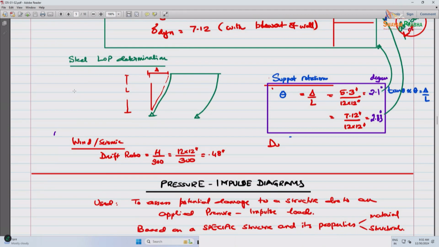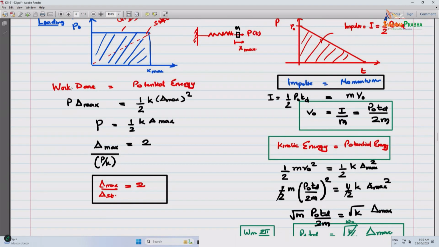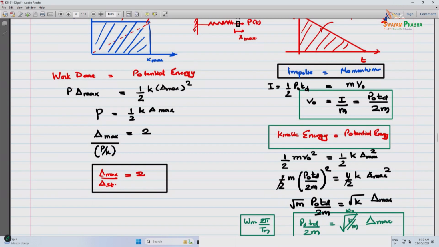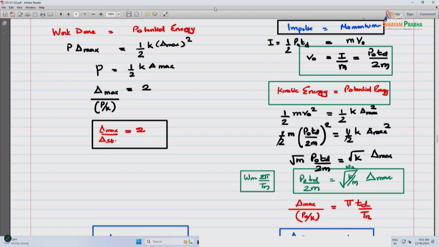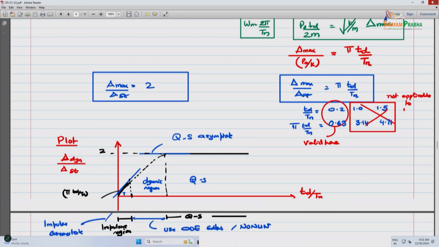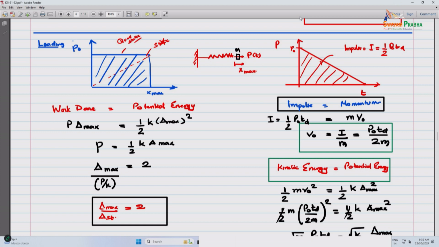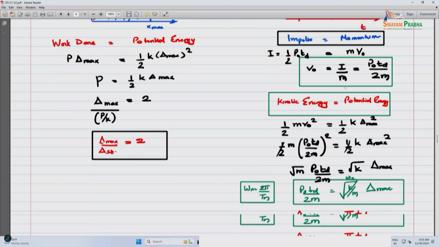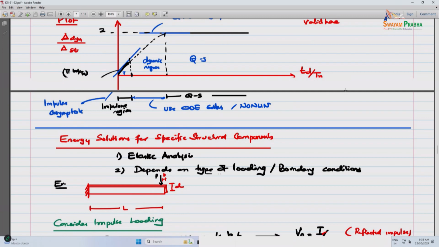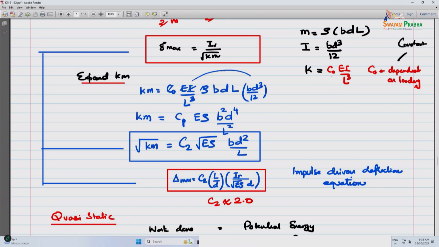And then we started looking at PI diagrams, and we've seen the application of work done, potential energy versus impulse momentum, and then kinetic energy that gets translated to kinetic energy and the potential energy, and saw the ratios. These are all for elastic responses and triangular loading. In this case, the impulses are based on a triangular loading. And then we've looked at energy solutions for impulsive loading, and this is something I'll start off today.